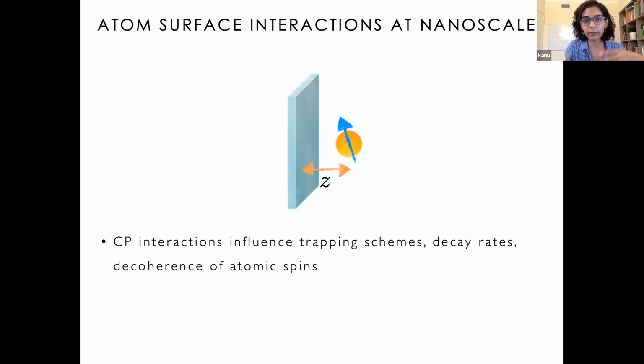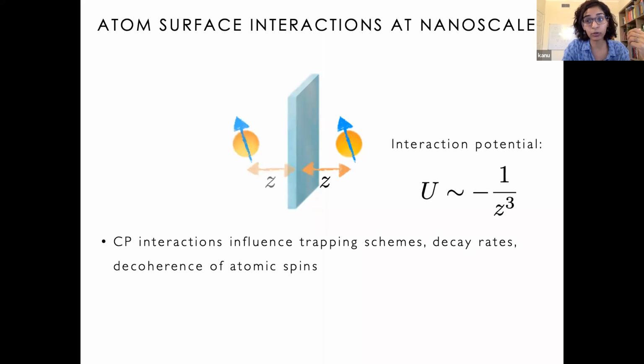To see heuristically how this happens, we can consider a toy model, something like this. Let's consider a dipole in front of a mirror. We know from image theory considerations that the potential of this dipole has to scale as 1 over z cubed, okay? Where z is the distance between the dipole and the mirror. And this is not quite the right dimensions.